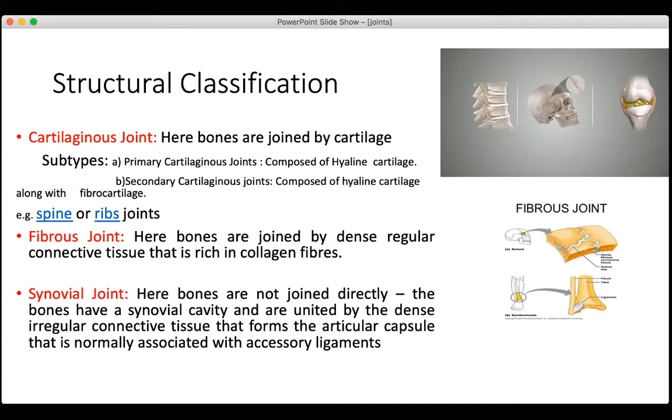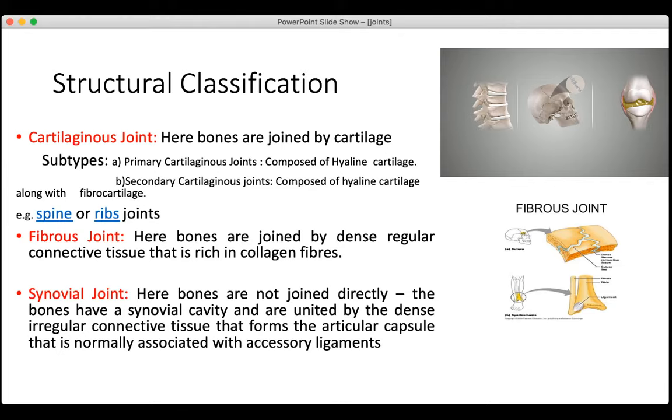Now in the synovial joint, the bones are not joined directly, and the third you can see here is the synovial joint. The bones have a synovial cavity, so that tissue structure you can see between the bones is known as synovial cavity, and they are united by dense irregular connective tissue that forms capsules. These are also connected by ligaments, which connect the bones. And this whole arrangement allows the joint to get lubricated, and these are the ones which allow you maximum movements.